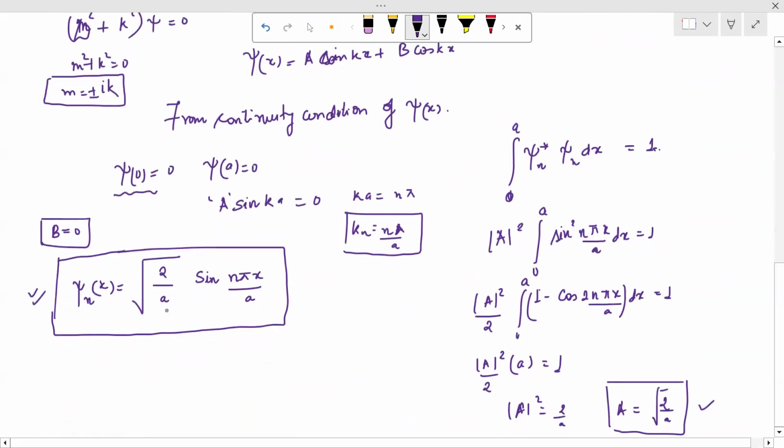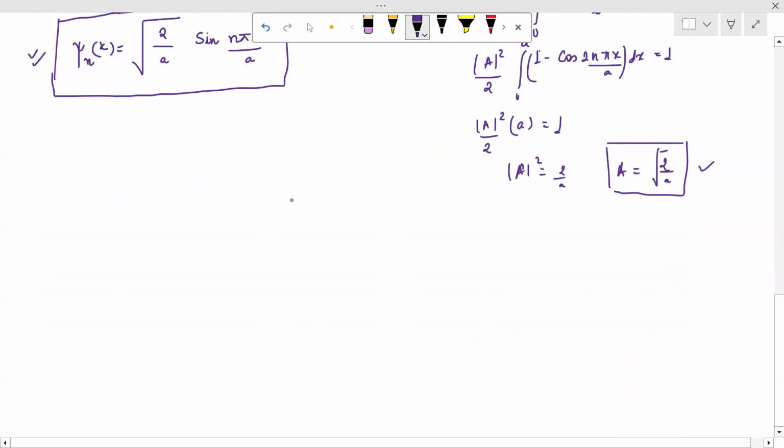The wave function is given by root 2 by a sine of n pi x upon a. So this is something that one must remember. Correspondingly, I can also find the energy. So what will be the different energy eigenvalues? Okay, what will be the different energy values?